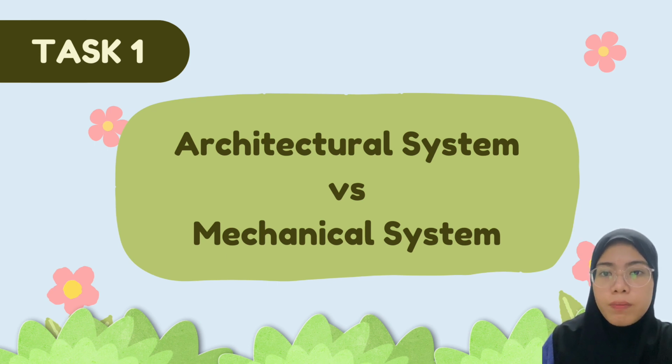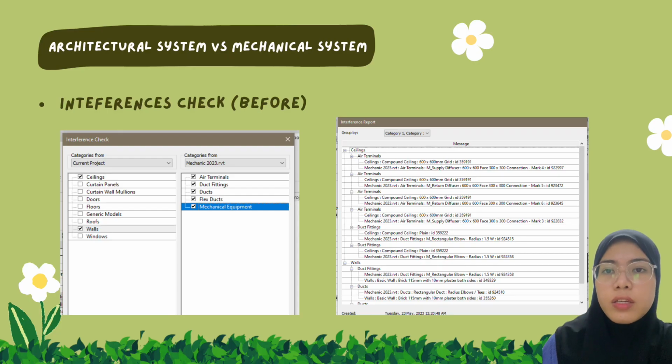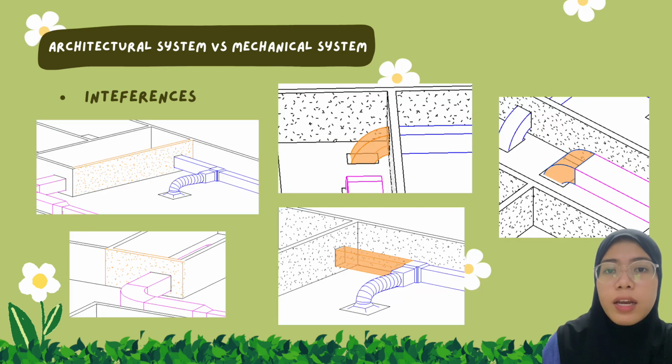Starting with task 1, which is design review of architectural system versus mechanical system. First step is by doing interference checks. On Collaborate tab, click Interference Check, select these categories, run Interference Check. Then, the interference report will be generated. After that, clash item will be highlighted as shown in the diagram.